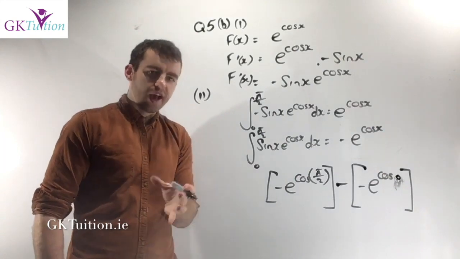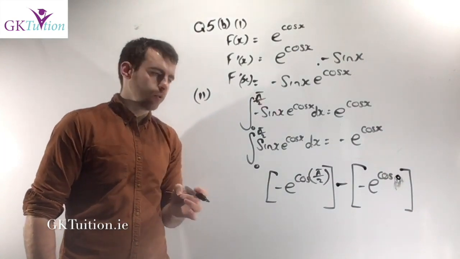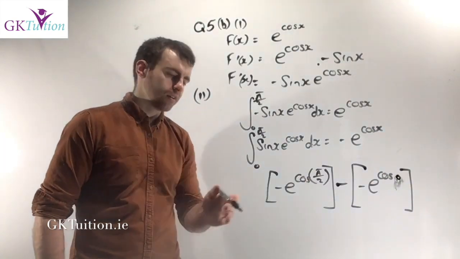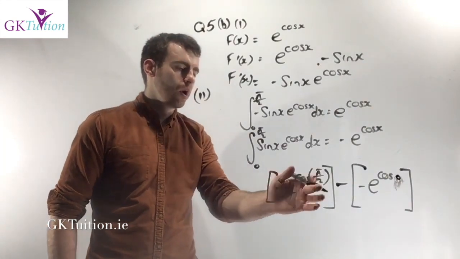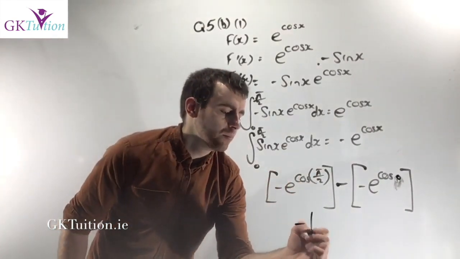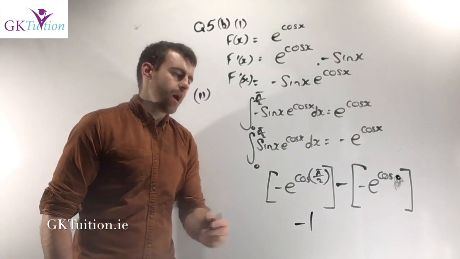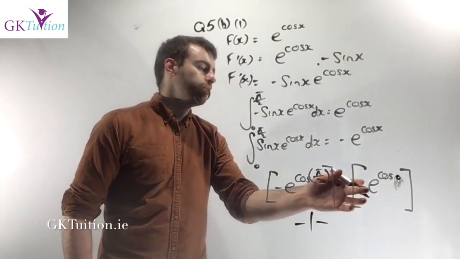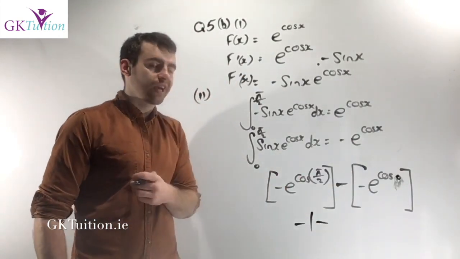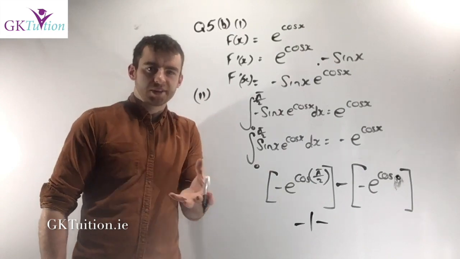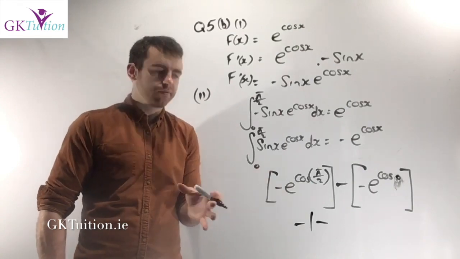Now, obviously your calculator needs to be in radians for this one. If you plug this into your calculator, minus e to the power of cos pi over 2, your answer is going to be simply minus 1. And there's a minus between them, and if you plug this into your calculator, your answer is actually e. It works out as 2.7 something something. It's a really awkward figure.